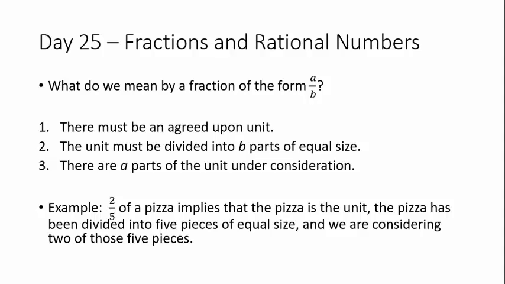First of all, there must be an agreed upon unit. Second, the unit must be divided into b parts of equal size. And number three, there are a parts of the unit under consideration. These three assumptions are very important. Here's an example. 2/5 of a pizza implies that the pizza is the unit. The pizza has been divided into 5 pieces of equal size, and we are considering 2 of those 5 pieces.